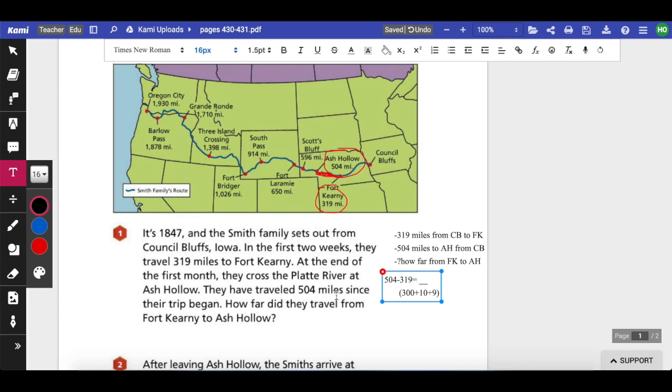And how I'm going to do that is I see 504 minus 300 is equal to 204. All I'm changing is my hundreds place, so 500 minus 300 would be 200, and then I can't forget my ones place, which is 204. And now I also need to take away my tens place, so 204 minus 10 equals what? Pause me and think about how I can solve this.